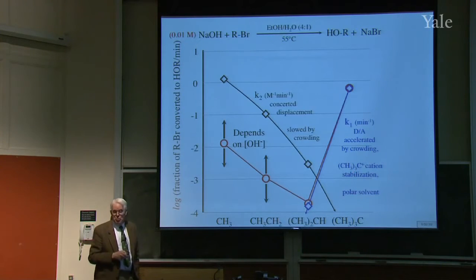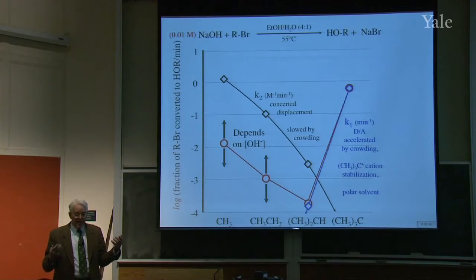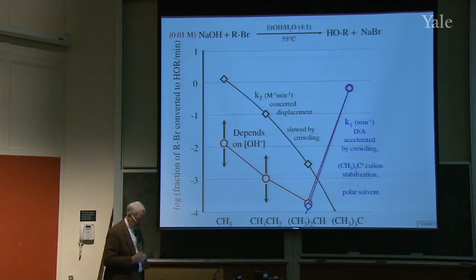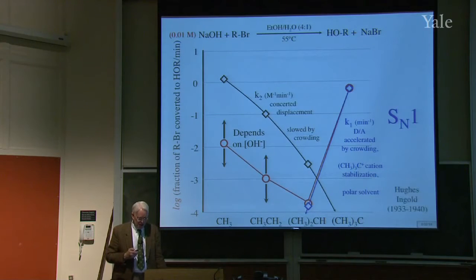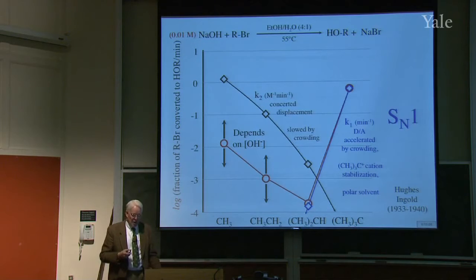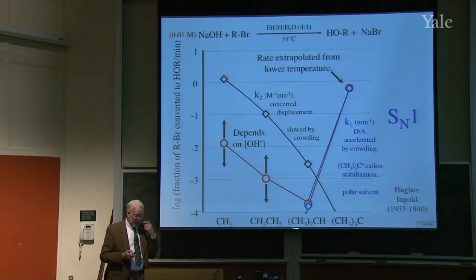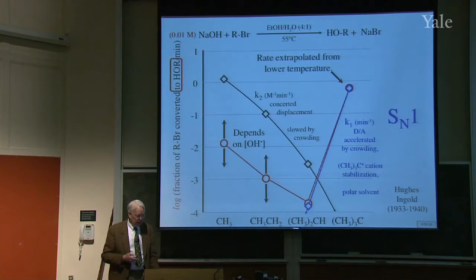It's also accelerated by a polar solvent. If you try a solvent that's not polar, it's harder to make ions in it, right? But the ethanol in water is a reasonably polar solvent. So this is the SN1 reaction as opposed to SN2. And this categorization, SN1, SN2, was formulated in London in the 1930s by Hughes and Ingold. That rate actually wasn't measured at that temperature. They measured at a lower temperature and figured out what it would be at this temperature, okay?